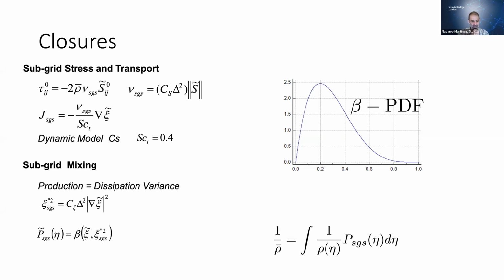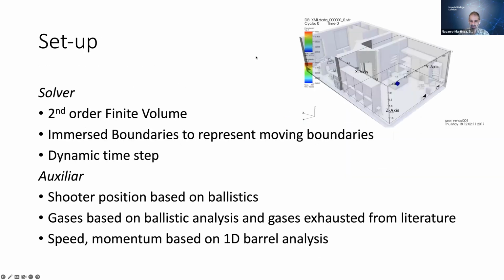So we need a subgrid closure of the PDF of the mixture fraction indicator. We use the beta PDF, and then we basically obtain the closure of the filtered density by this integral. This is all tabulated, and to be honest, because this is linear, it's just mixing, so it's not as important compared to reactive flows. Even without variance, the model will work pretty much the same. Okay, so the setup is very easy.